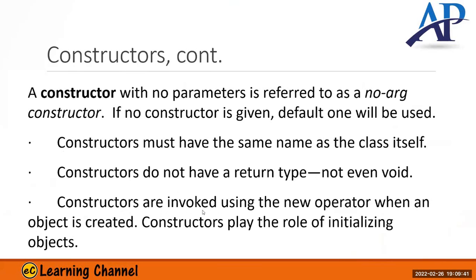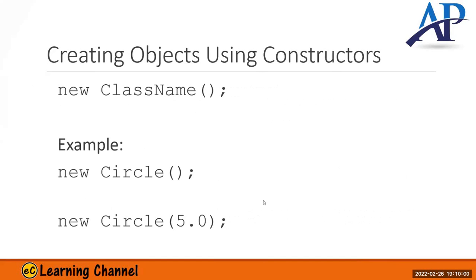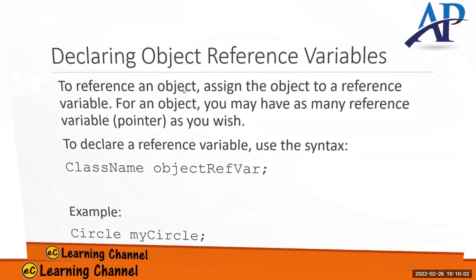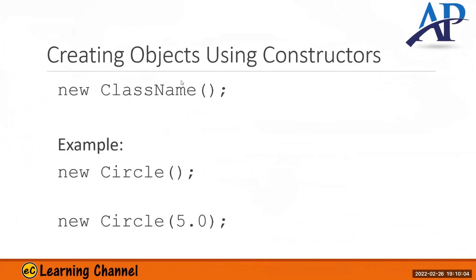Constructors are invoked using the new operator. When you run new, you create an object in a heap, in a dynamic area, and the address of that will be assigned to the reference. So a constructor is used to instantiate an object and also initialize it. You can use the new operator to call the constructor, and the purpose is to build an object.